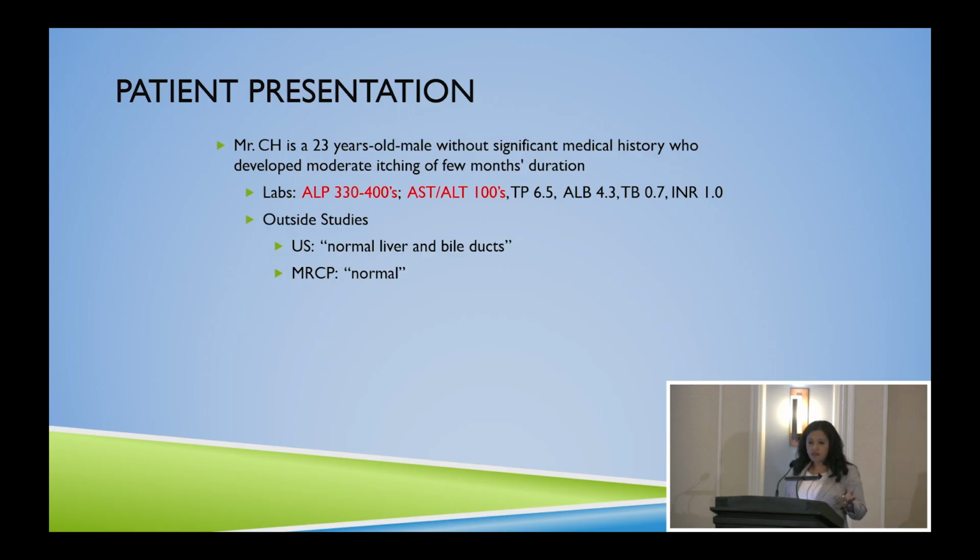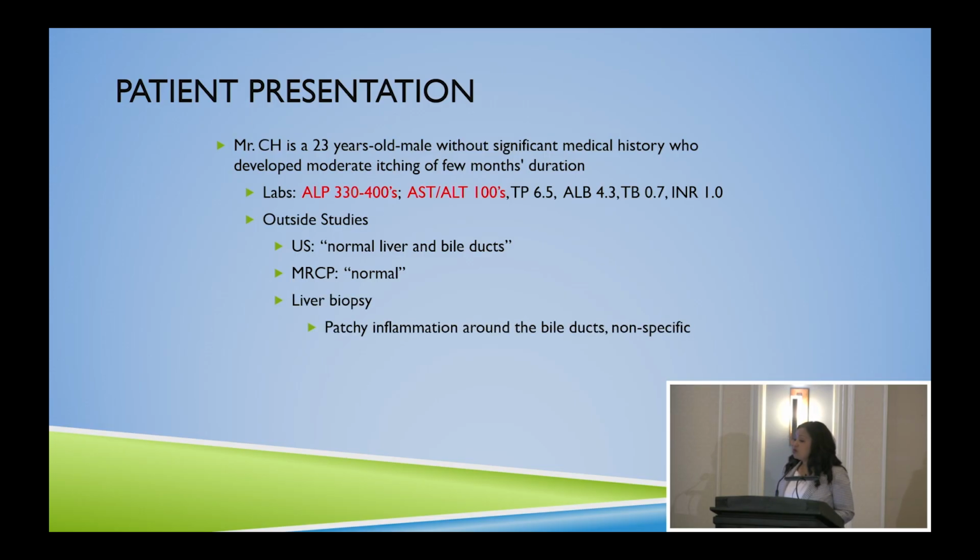The alkaline phosphatase, which is, as you all know, the enzyme that's often elevated in PSC, was high. His AST and ALT were also elevated. So the primary care doctor did ultrasound appropriately, and per report, it was thought to be normal. He was referred to a gastroenterologist, where they did MRCP appropriately because of the pattern of elevation in the liver biochemistry, which was also read as normal.